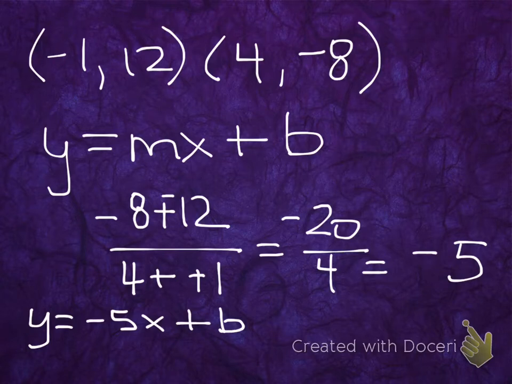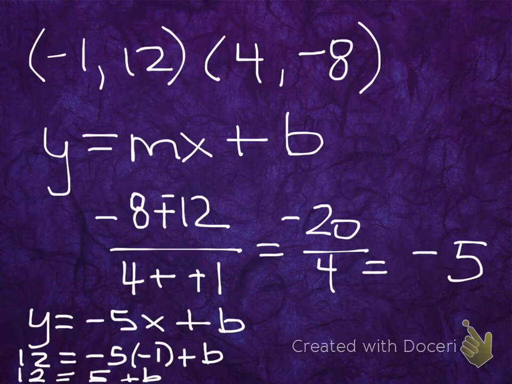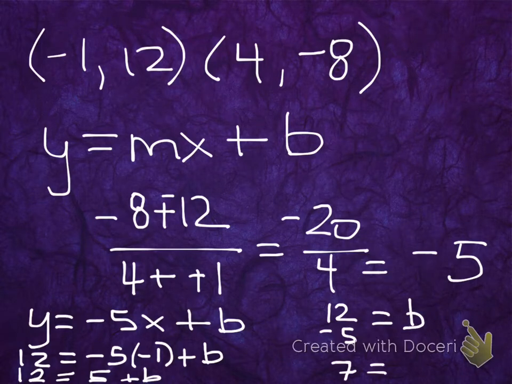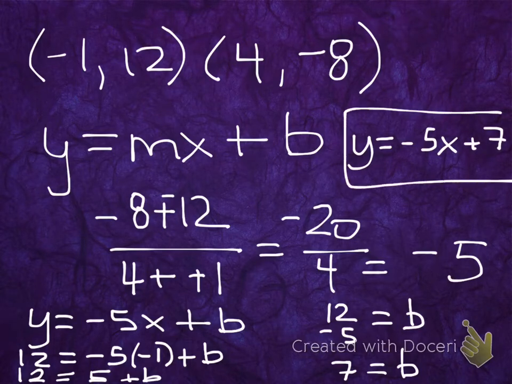So we can pick either point here to plug in for y and for x to solve for b. I'll just pick the first point. And we put our y coordinate in for y and our x coordinate in for x. And we're trying to solve for b. So I'm going to subtract the 5 from 12, and I get 7. So if I put it all together, I have y equals negative 5x, which was my slope, plus 7, which is the b value.